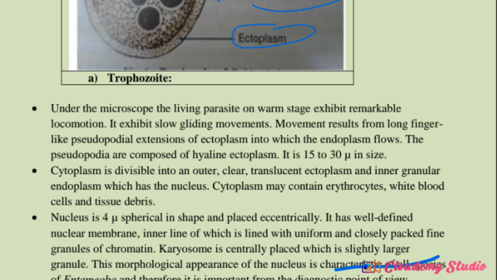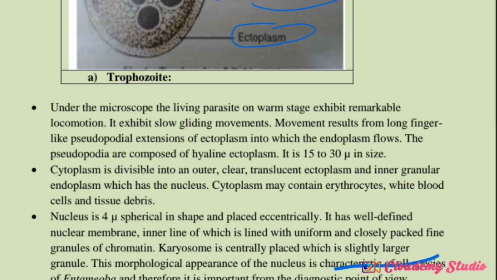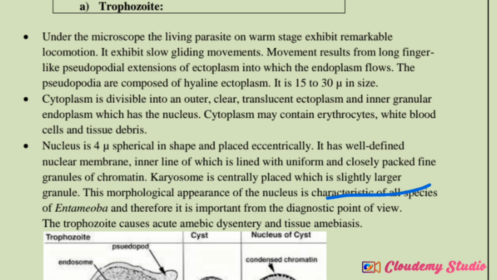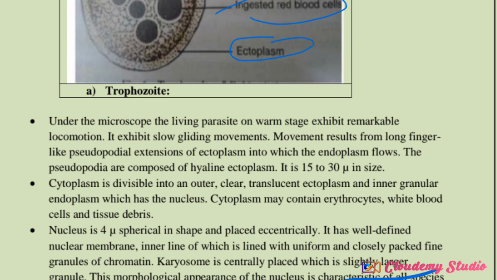The Magna strain of this particular animal varies between 20 to 40 micrometer, and the Minuta strain varies between 50 to 20 micrometer. So they have the Magna strain and they have the what? The Minuta strain. That is the big strain and the small strain. They have a clear outer ectoplasm with a granular endoplasm.